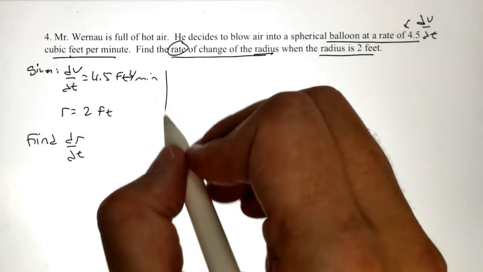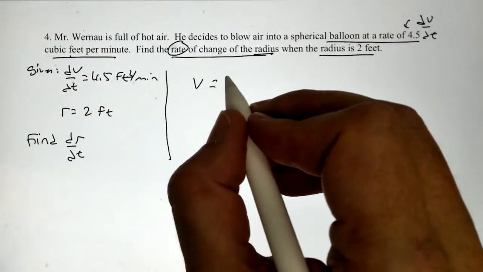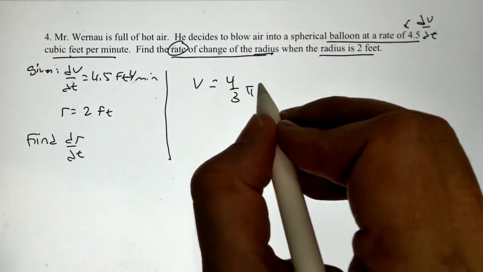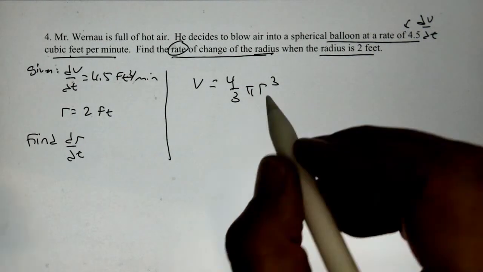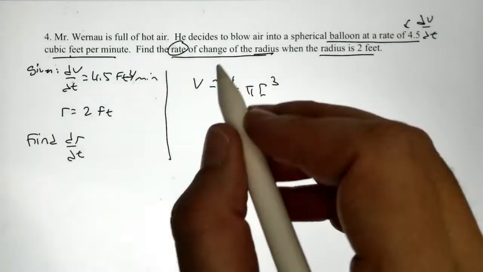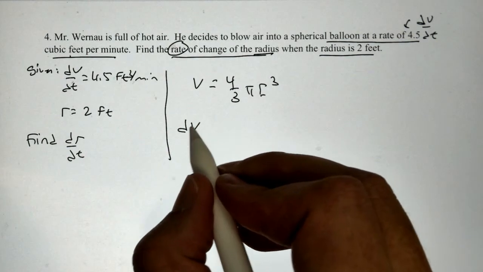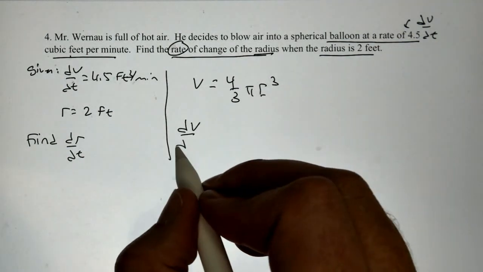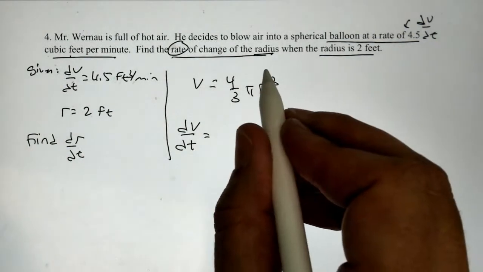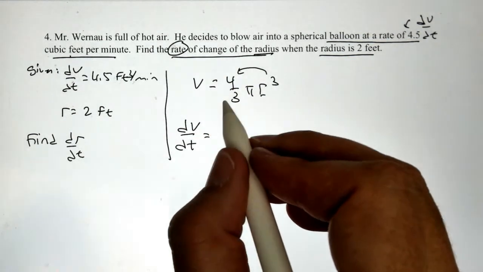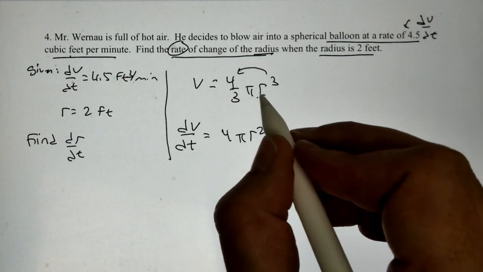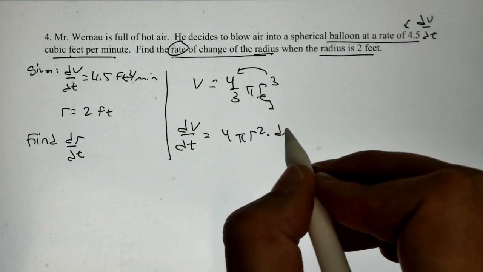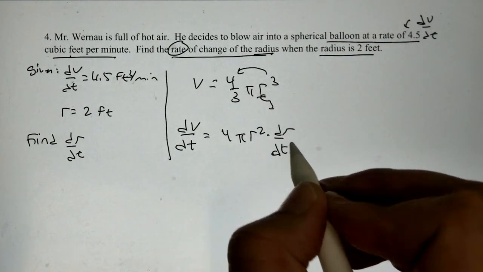So I need the volume of a sphere. So I'm going to go and give that to you. 4/3 pi r cubed. There's the volume of a sphere. Notice we only have one variable here. That's an r. So when I take the derivative, it's a related rate. I'm looking for dr/dt. Drop the power of 3. That becomes 12/3, or just 4 pi r squared. Chain rule, dr/dt.